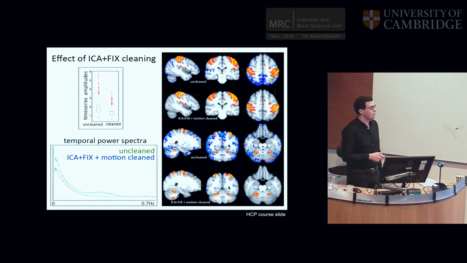When you analyze the data without cleaning using ICA FIX, you can clearly see that it's a bit noisy. But when you apply ICA FIX, then it's much cleaner. You can see from the power spectra as well that it's improved the quality. It's removed the noisy components in the data.